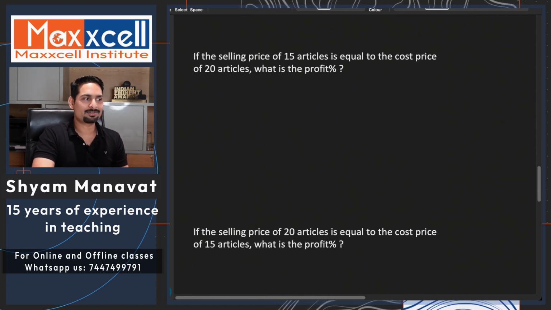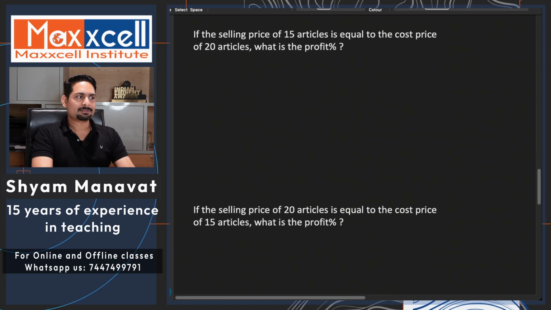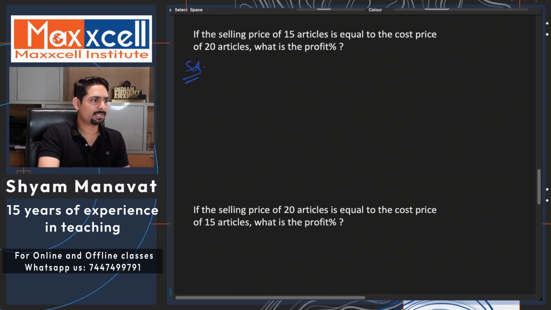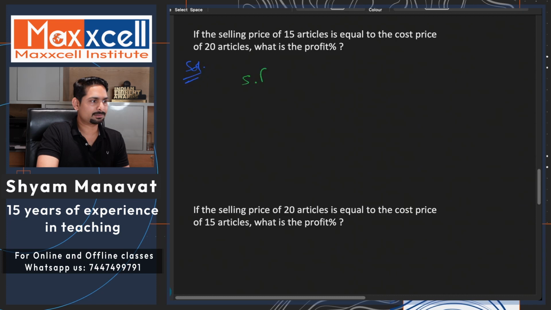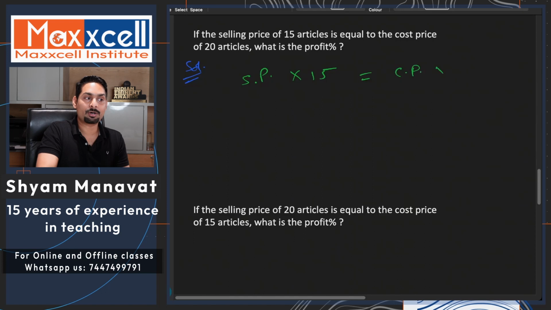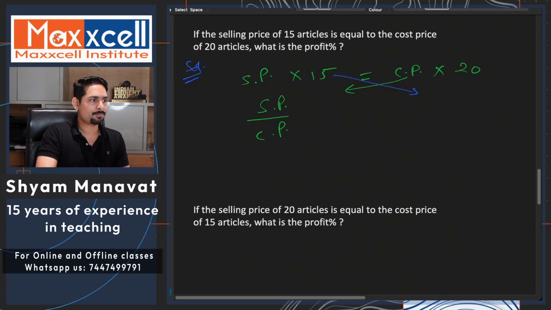Next question. If the selling price of 15 articles is equal to cost price of 20 articles, what is the profit percentage? We'll make it straightforward. Solution: selling price of 15 articles, equal to cost price of 20 articles. So selling price by cost price, I take cost price this side and this 15 here. So here I will get 20 by 15.